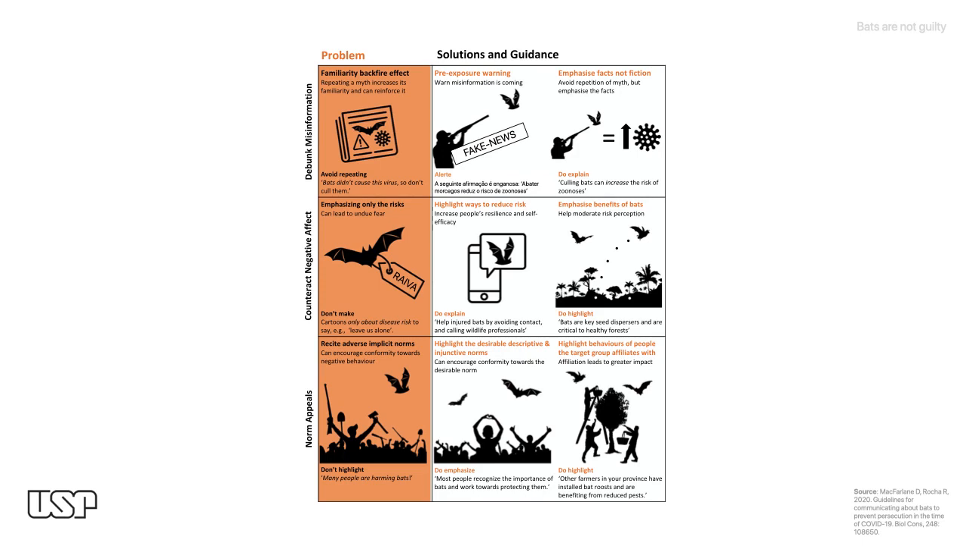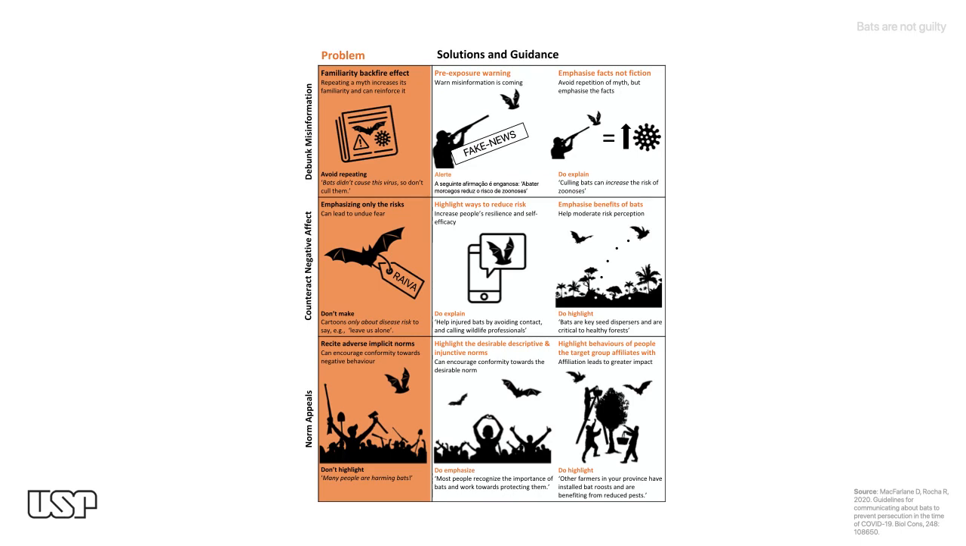Transmission to humans can occur at precisely those occasions. A guide to communicating about bats to avoid their persecution during the COVID-19 pandemic was published in 2020 with several points of attention. First, the need to expose fake news about the culling of bats, avoiding repeating a myth that increases its familiarity, reinforcing it. Correct communication involves saying that culling of bats further increases the risk of zoonosis, something similar to what we saw in the yellow fever epidemic in southeastern Brazil between 2016 and 2018 in relation to monkeys.